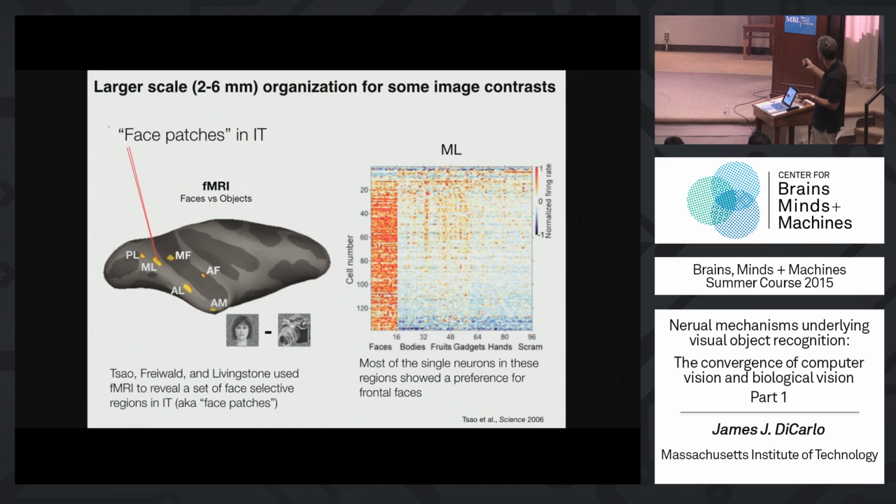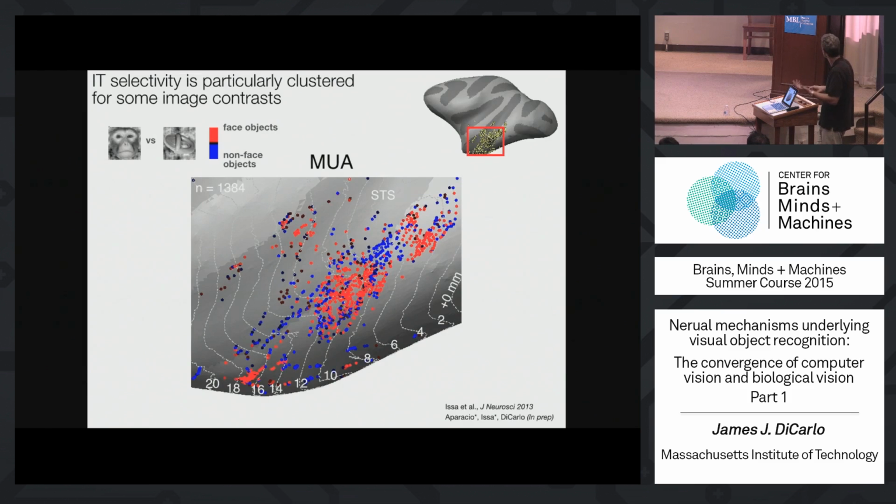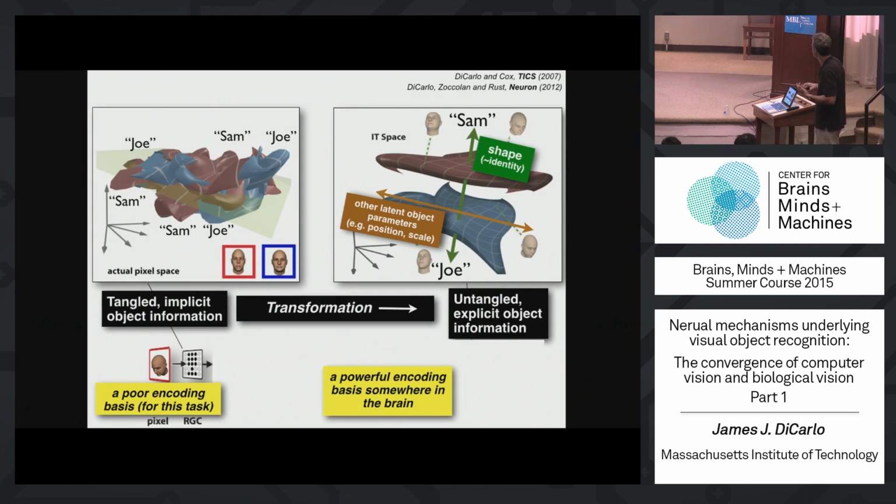Okay, so that's larger scale organization. This is data from our own lab. Maybe I'll just skip through this in the interest of time, but we can map and record the neurons very precisely, map them spatially, and compare that with fMRI. So this is just a larger field of view map of the same idea.